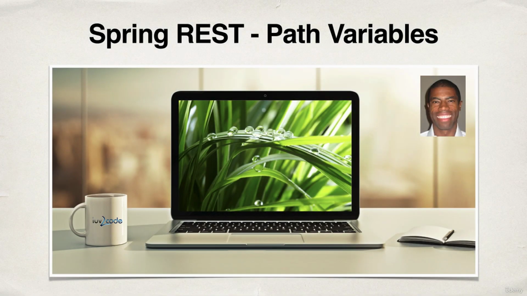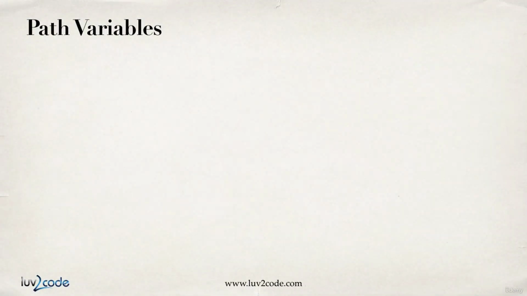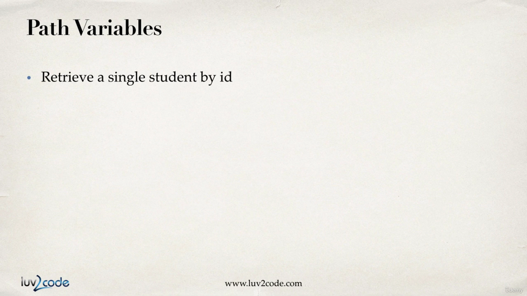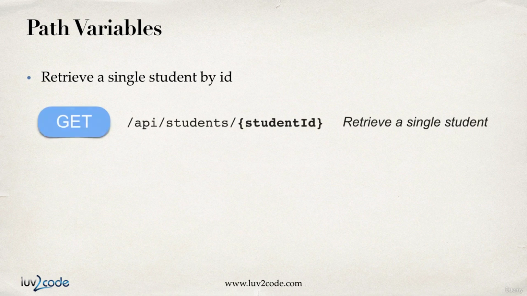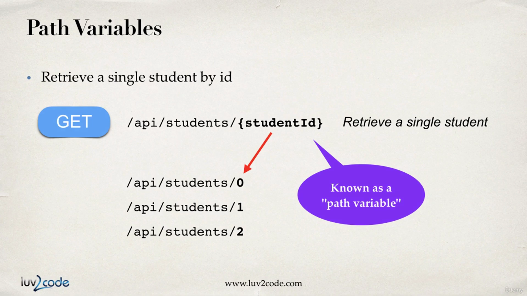In this video, we're going to use Spring REST with path variables. To help us out with path variables, we'll have this new endpoint to retrieve a single student by the ID. So we'll make a GET request to /api/students/{studentId}, and this will retrieve a single student. Now, the student ID in curly braces here is known as a path variable, such that when we access it via our REST client, we can include an actual value there.